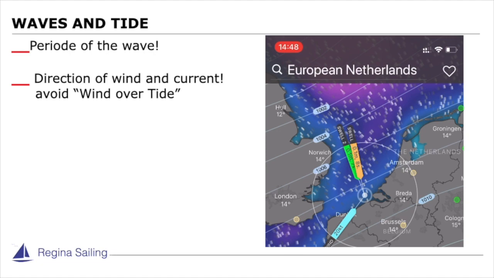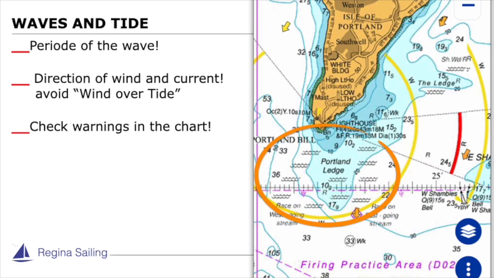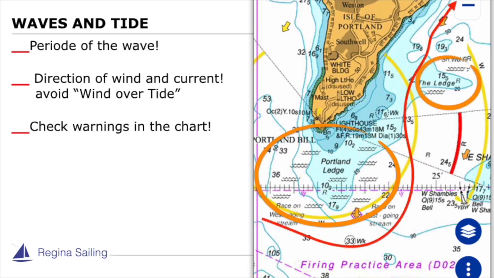And another good thing is to check on the warnings on the charts. So here we have Portland Bill. Portland Bill, they have these little wave symbols, and they are actually where they are. So it's quite impressive that they can be there, and you can be completely without waves just next to them. You can even go inside sometimes.